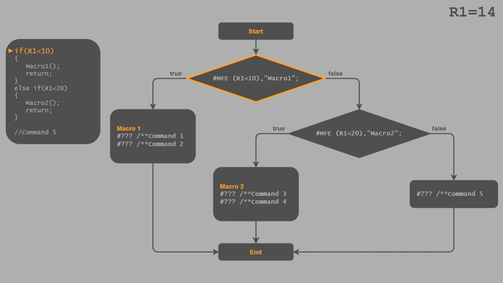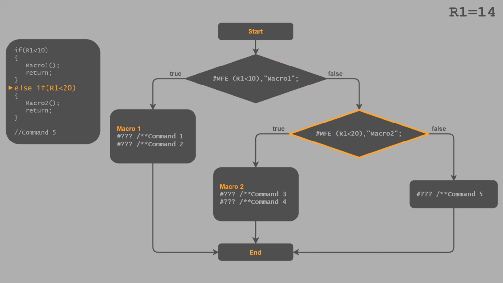In our case, we want to check whether the register value R1 is less than 10. This is followed by the macro to be started if the condition is fulfilled. In our case, the condition is not met because the value of the register is 14. The current macro is not terminated and the next command is executed. For the second condition, R1 less than 20, we use the same command, mfe. If it is fulfilled, we call macro2 and terminate the current macro.